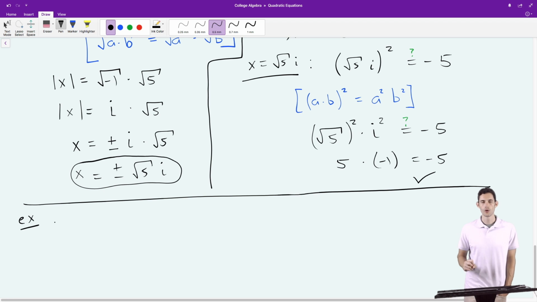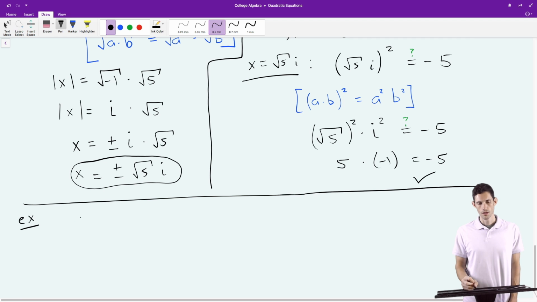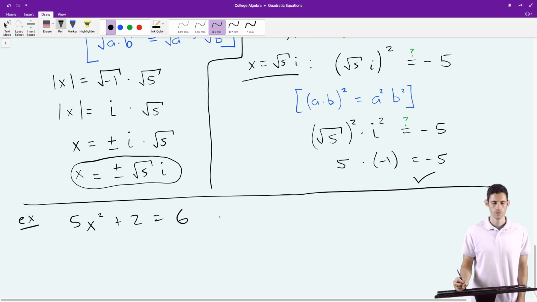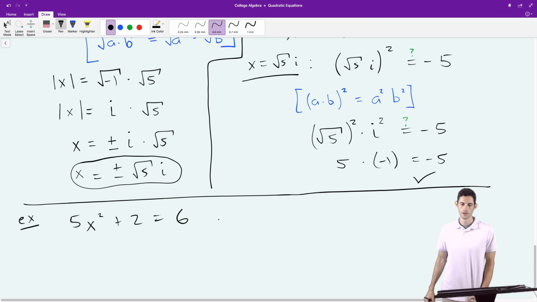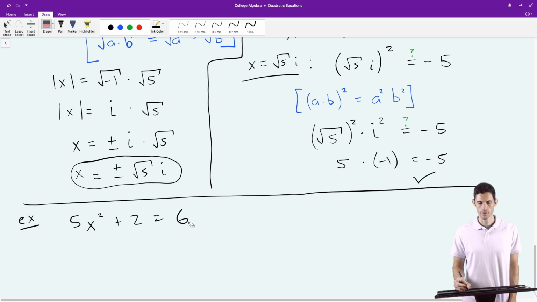So let's solve a quadratic equation that's a little more complicated than what we've been solving. I'll make it up. Let's say 5x squared plus 2 is equal to 6. So a lot more numbers here, but it's okay, it's fine. I'm just going to do the exact same thing. Actually, I want to use the i, so I'm going to make this number, let's say, -6.